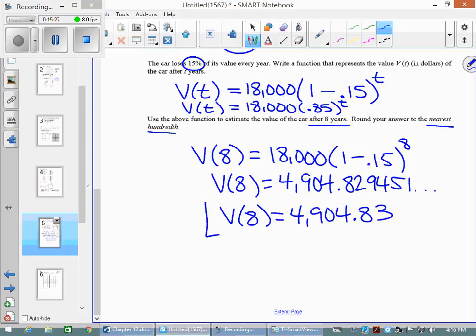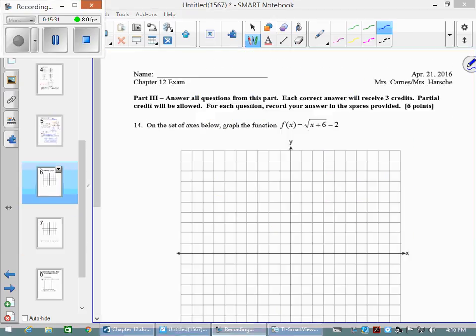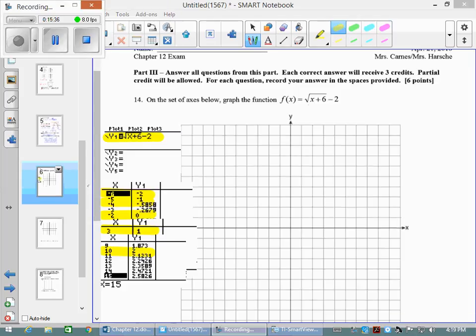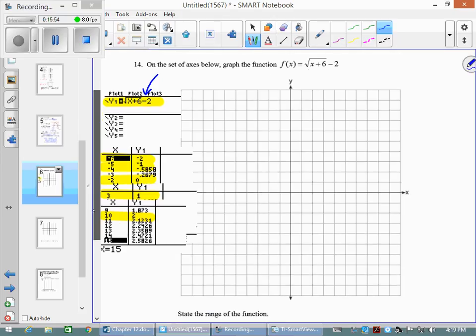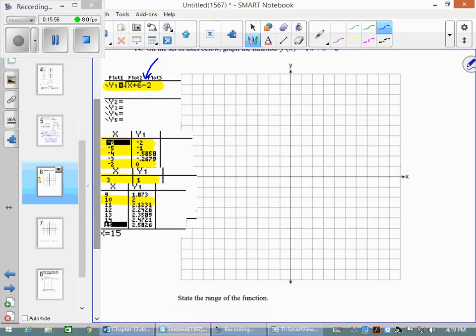Okay, on the set of axes below, we're being asked to graph the function. Okay, so just to give us more information, I went to my calculator and I typed in this function f of x into my y equals, the square root of x plus 6, minus 2, making sure that that minus 2 was not underneath the radical. I hit over to the right before I typed that in. Then I went to my table of values.